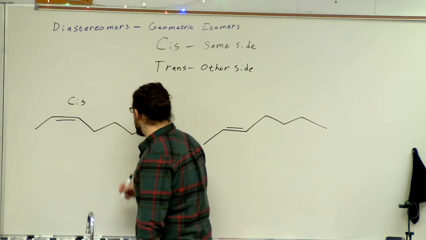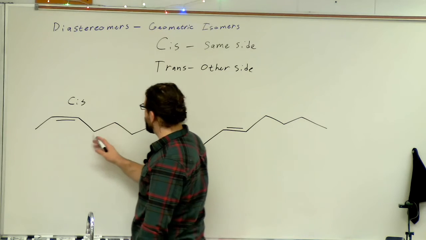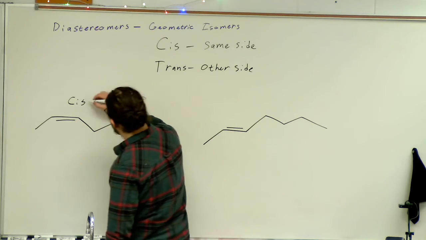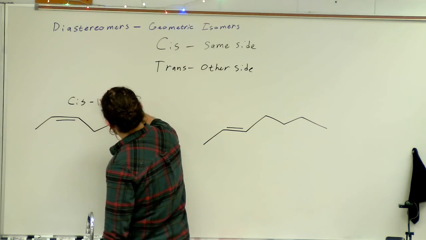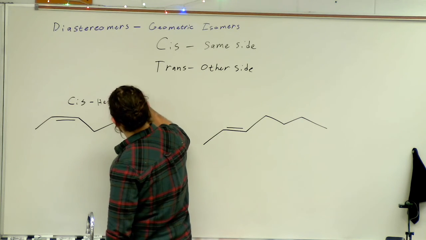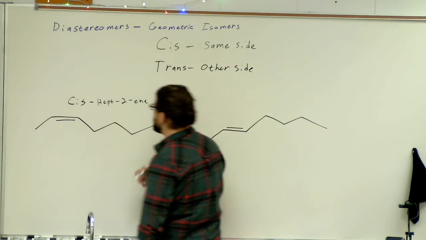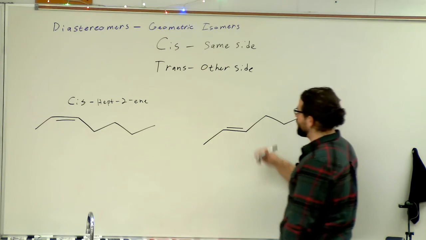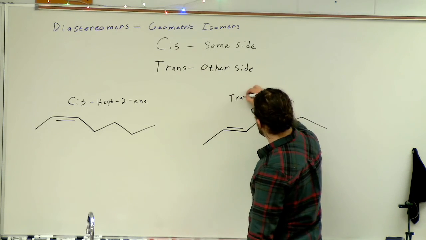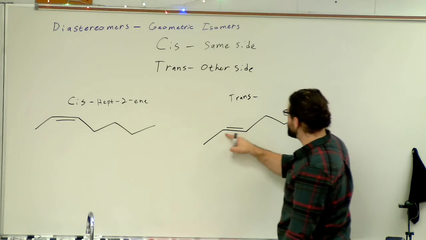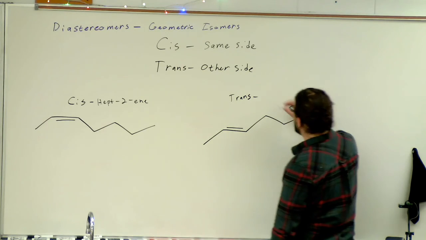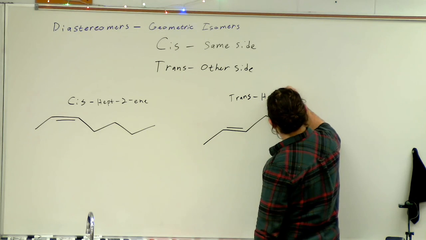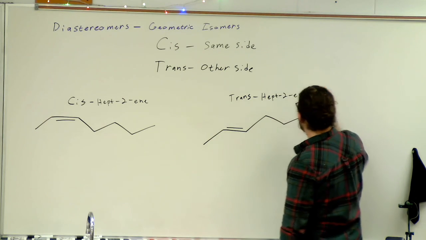Now I could go through and count my carbons. 1, 2, 3, 4, 5, 6, 7. This is going to be cis-hept-2-ene. There we go. This one, my carbon chains are on the other side of each other. So this is trans. And 1, 2, 3, 4, 5, 6, 7. Hept-2-ene. There we go.